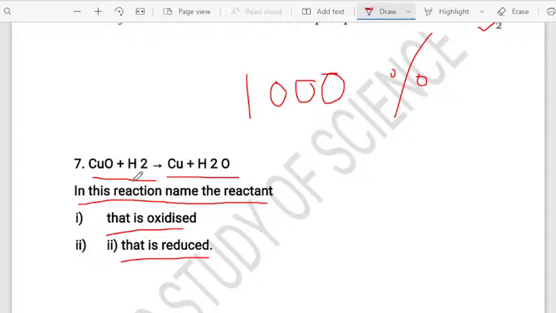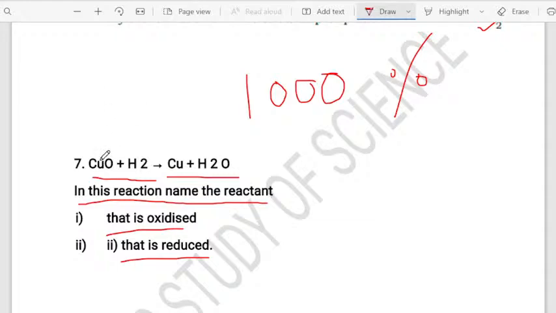Fine, children. Always you have to know which is the one reactant that is getting oxidized, and also what is called the oxidizing agent and reducing agent. Many are giving the right answer, dear students. Let me now tell you the right answer. First of all, you should know what is oxidation and what is reduction. Oxidation is addition of oxygen, removal of hydrogen. Reduction is addition of hydrogen, removal of oxygen.